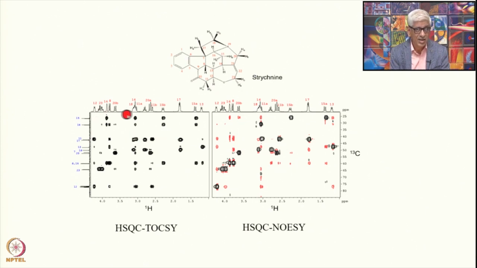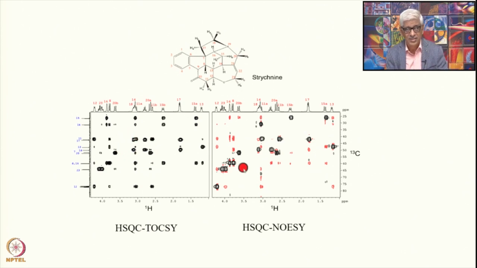So this assignment has come as the result of analysis of these spectra. You have the carbons and the protons connected to them, and you go to the next carbon which is connected to that. Then you walk through the spectrum to identify the entire network of carbons which are connected to each other. That is how you get a sequential walk through the TOCSY spectrum, to identify the various carbons in your molecule.